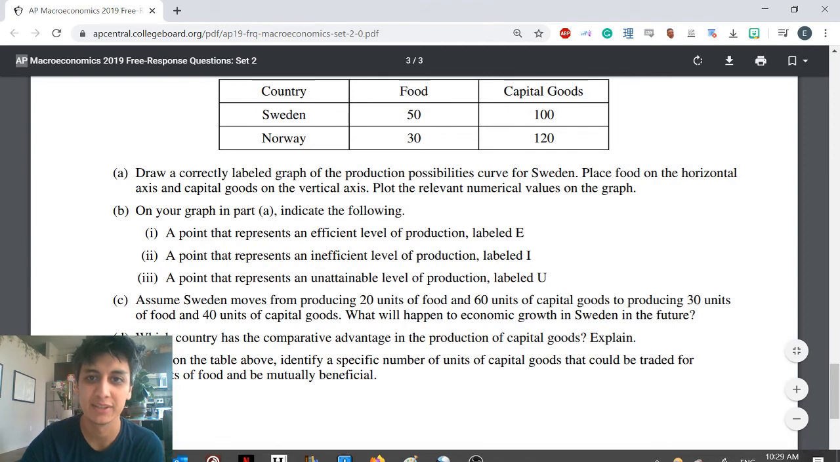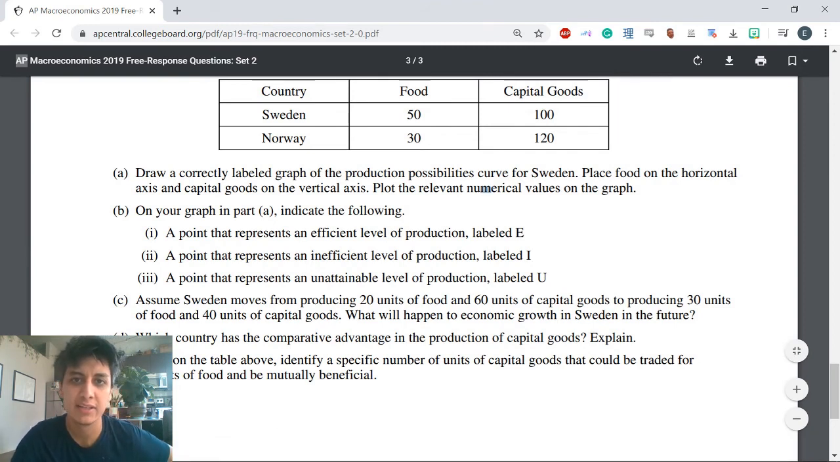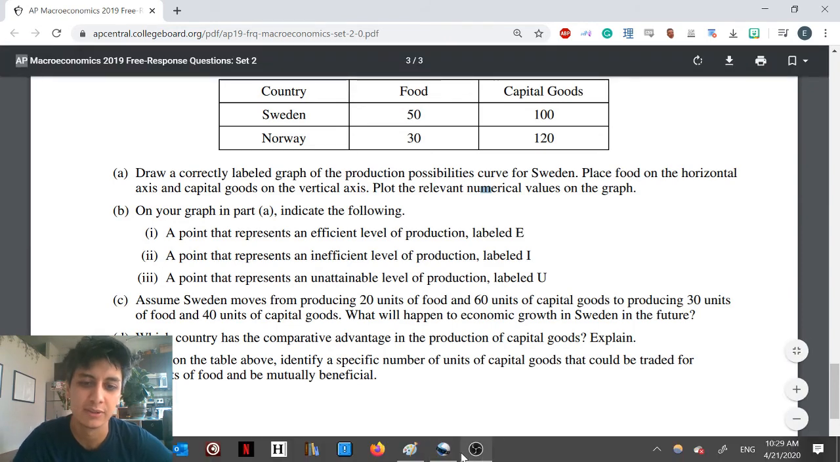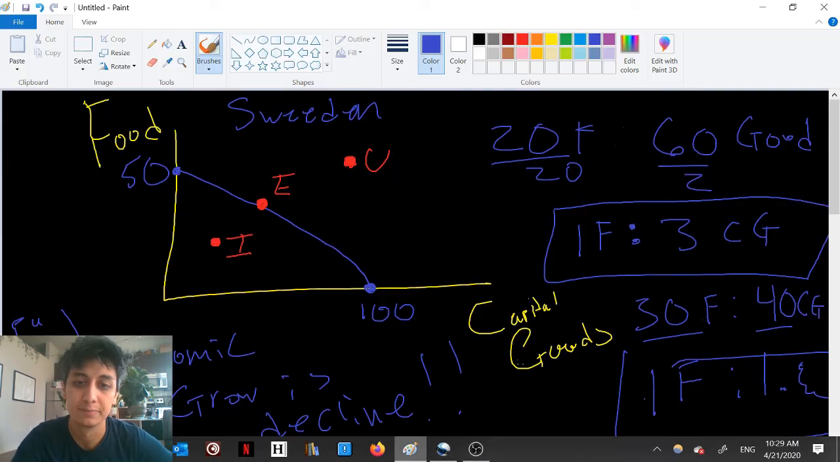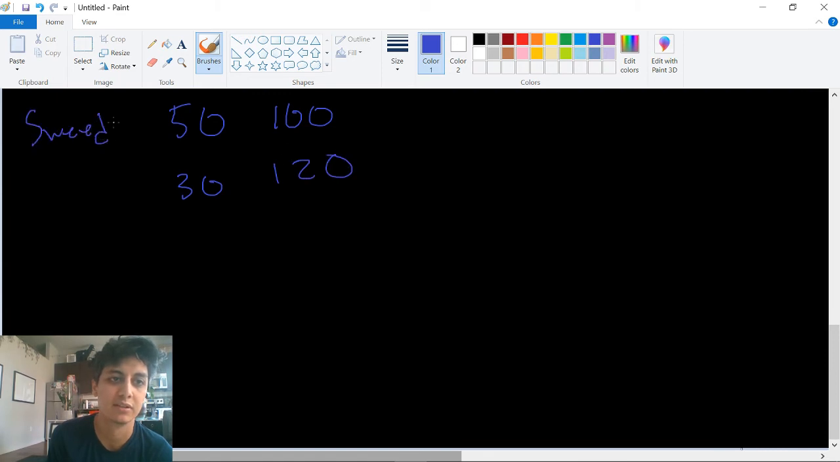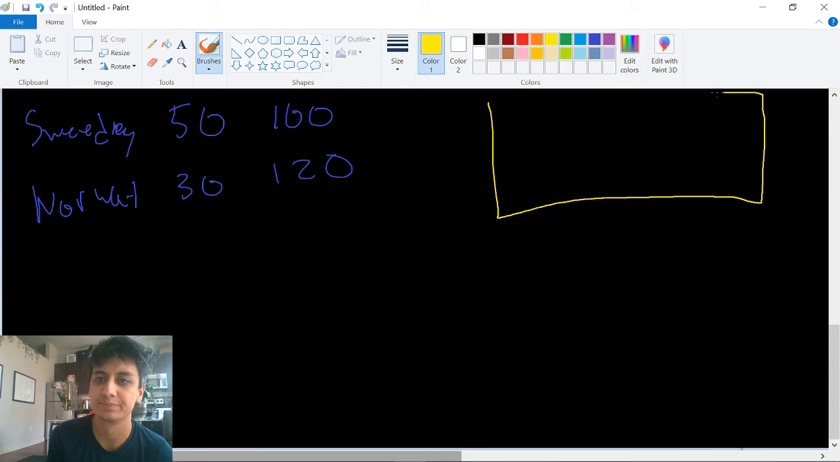Okay, we can do this. I like making a table. Let me just memorize these: 50, 100, 30, 120. Right, this was Sweden. This was, I think, Norway. I like making an opportunity cost table.